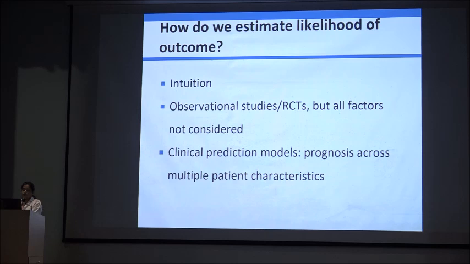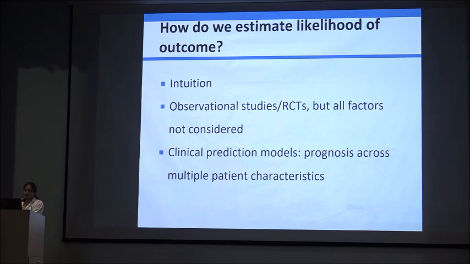So there are a number of ways through which one estimates the likelihood of an outcome. There is, of course, physician intuition, first of all, that aids in determining whether a patient is likely to have a particular outcome or not. But it's been documented that physician intuition very frequently overestimates the risk in patients.